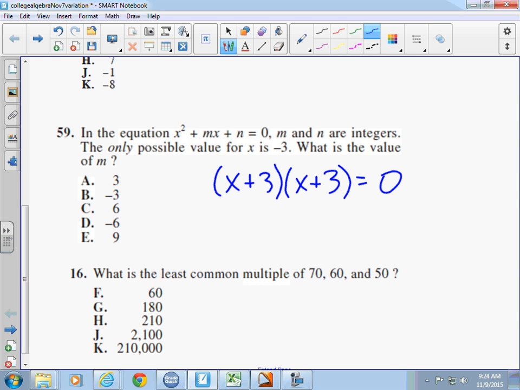This is supposed to be one of the hardest problems on this ACT, right? It's number 59. It's when they start getting really difficult. Is that really that difficult? Not really. Now I want to know the value of m. I'll FOIL this out.